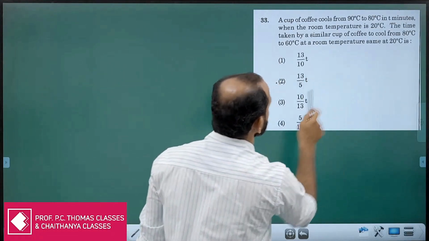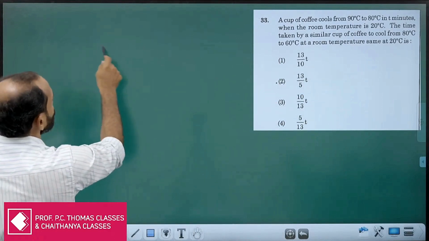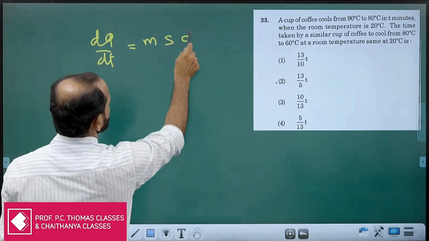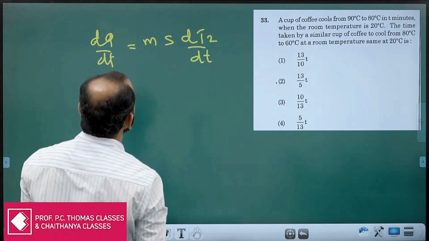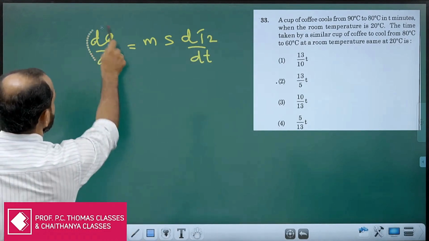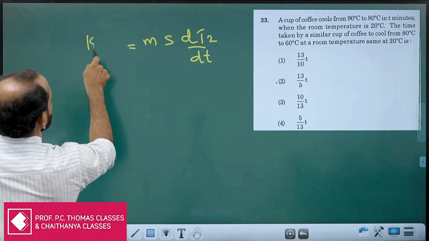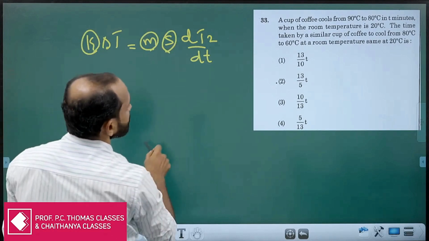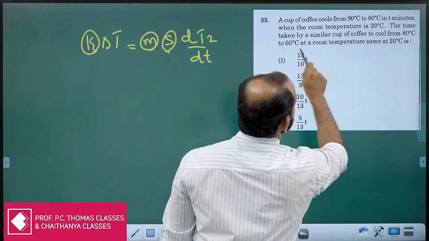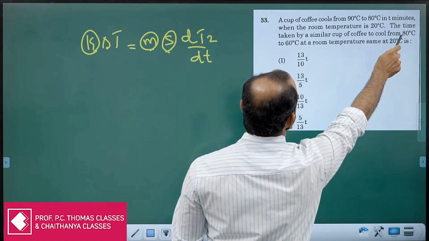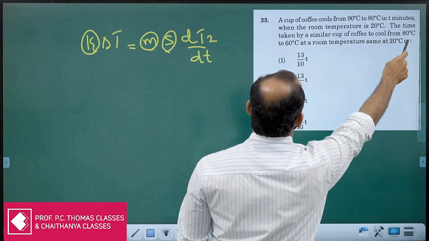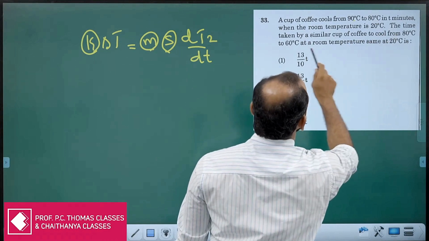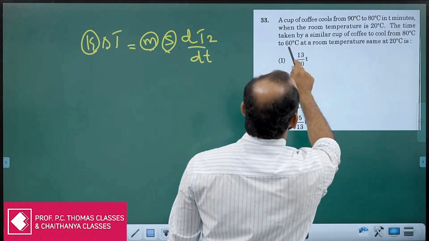33. Cup of tea cools. Newton's law of cooling. We know the equation: dQ/dt is equal to m s dT2 divided by dt, and that can be written as K times delta T. Here mass is constant, specific heat is constant, K is constant. Then 90 to 80 in T minutes, with 20 degrees surrounding temperature. Time taken by a similar cup to cool from 80 to 60.